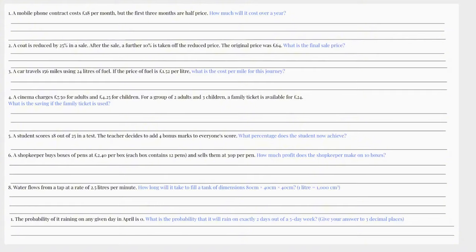A mobile phone contract costs £18 per month, but the first 3 months are half price. How much would it cost over a year? So first of all, we're going to work out our 3 months. We've got £18 per month at half price, so we're going to divide it by 2. So we now have £9 per month. So we're now going to times that 9 by our 3 months, which gives us £27.